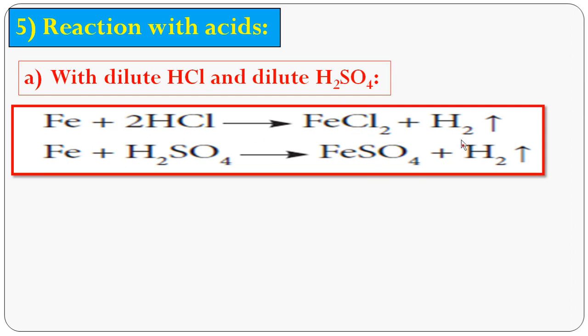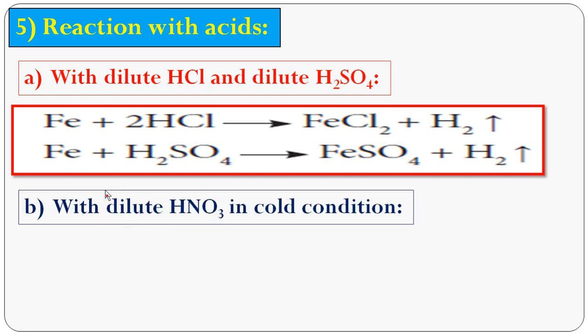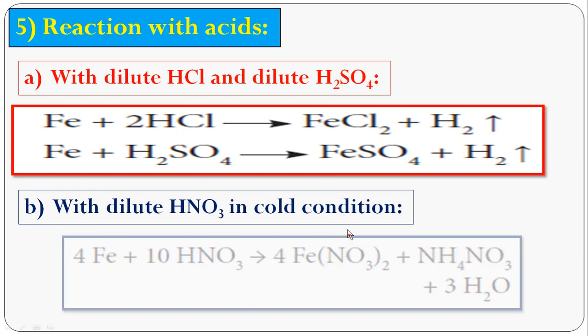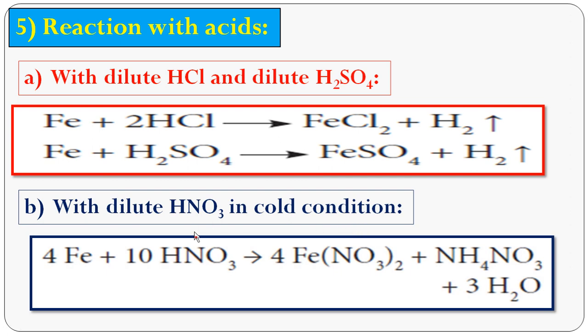The next one, iron reacts with dilute sulfuric acid to form ferrous sulfate, FeSO4, with the liberation of hydrogen gas. So this reaction is already balanced. The next one, iron reacts with dilute nitric acid in a cold condition. Nitric acid means HNO3. Iron reacts with dilute nitric acid to form ferrous nitrate, Fe(NO3)2, plus ammonium nitrate and water.